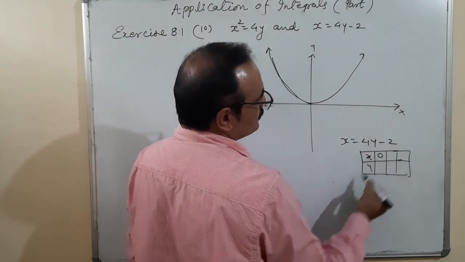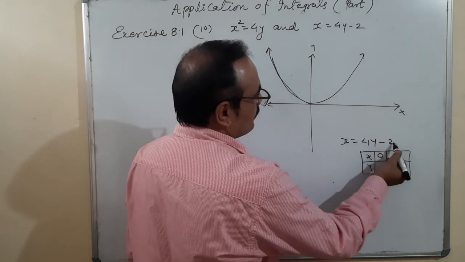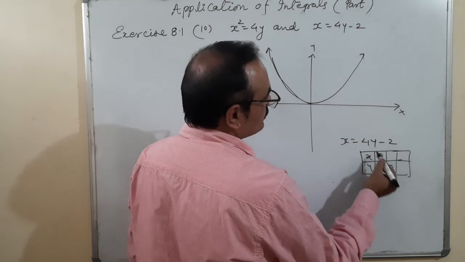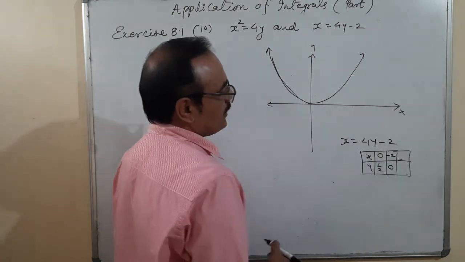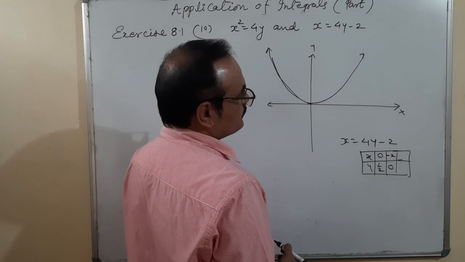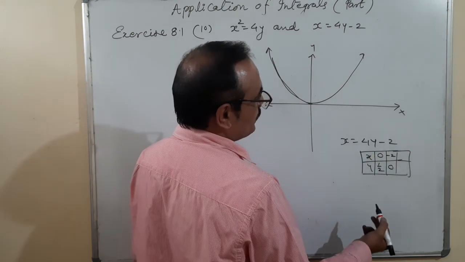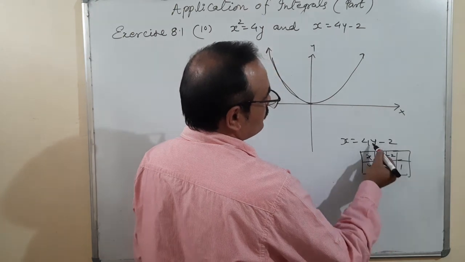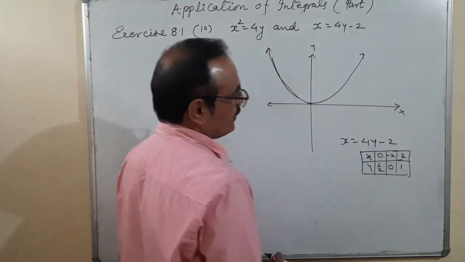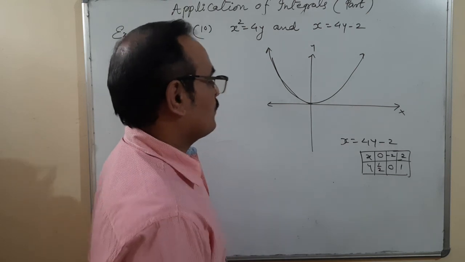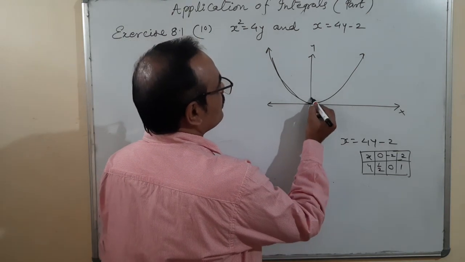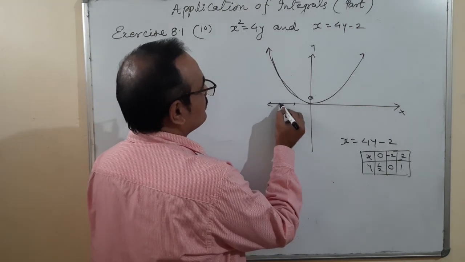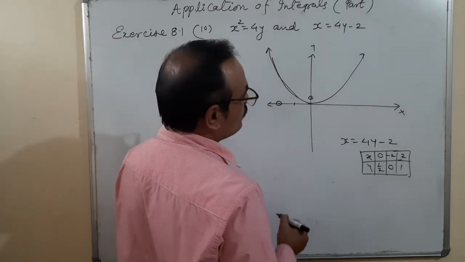First you put x is equal to 0. What is the value of y? 4y is equal to 2, y is equal to 1 by 2. When I put y is equal to 0, x is equal to minus 2. Any other term? Y is equal to 1, so 4 minus 2, x is equal to 2. So the points are 0 comma 1 by 2, minus 2 comma 0, and 2 comma 1.